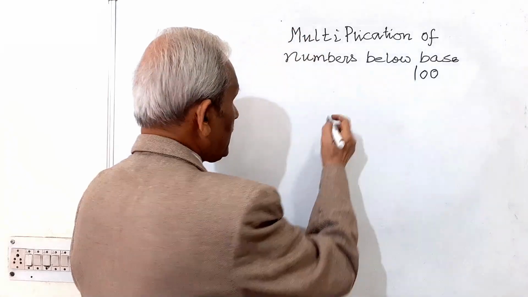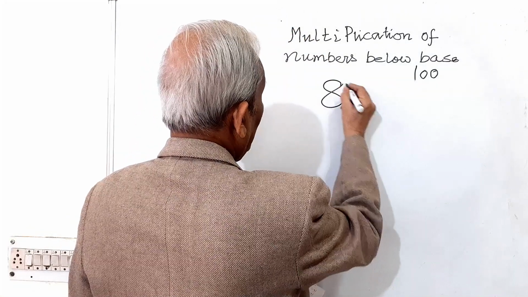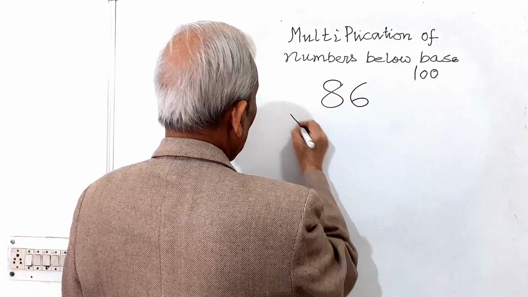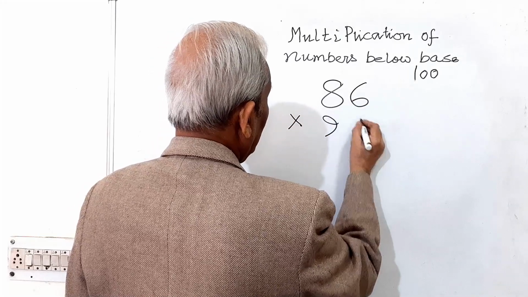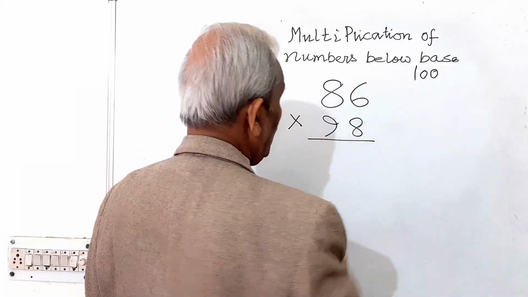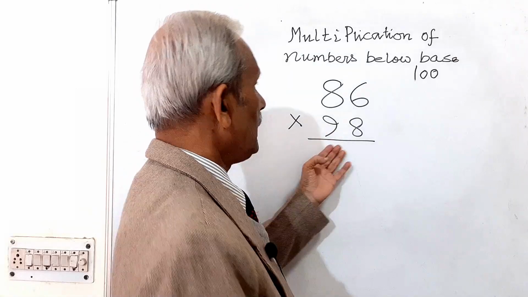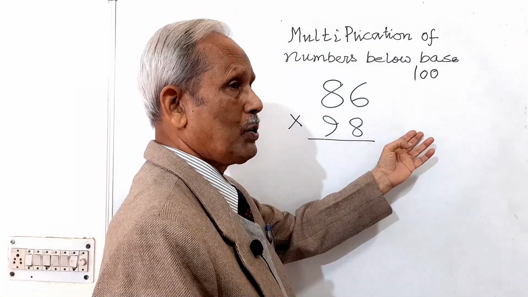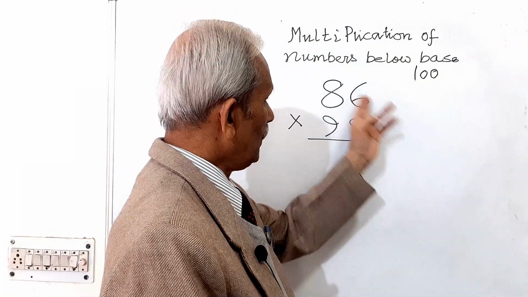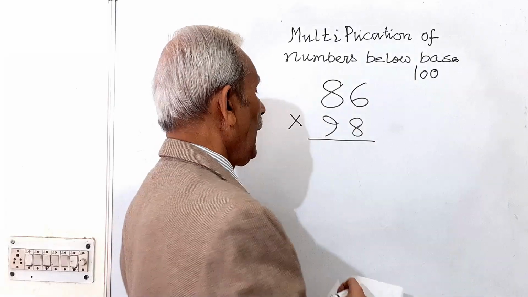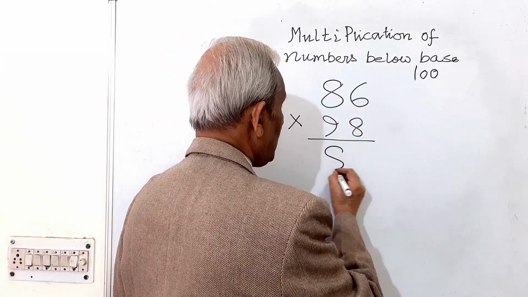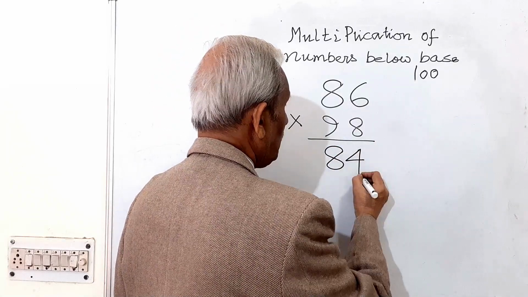This problem is 86 into 98. I will do it mentally now for you. The difference of 98 from its nearest base is minus 2, and make a cross operation with this. 86 minus 2 is 84. That is the first part of the answer. Are you getting my point?